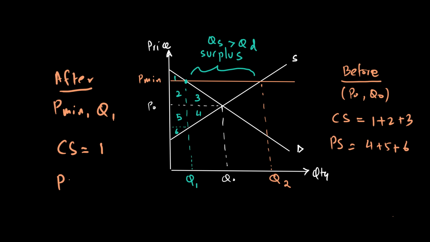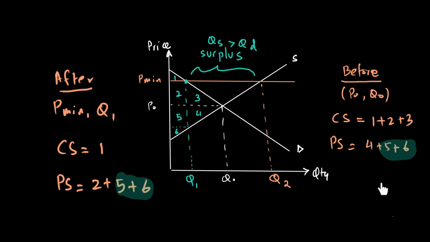While producer surplus, guys, if you look at this, with the quantity being Q1, will be all this area 2 plus 5 plus 6. So what you can see here is that because of the minimum price, the producers who were getting 4, 5, 6 now get 2 plus 5 plus 6, which means 5 and 6 is something which they're already getting, right? It's basically area 4 which is now being replaced with area 2.